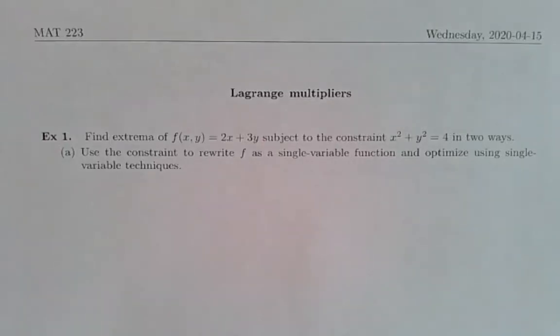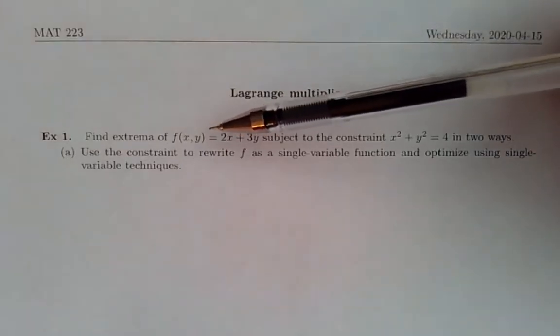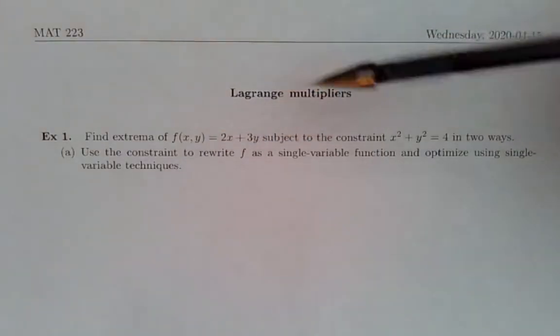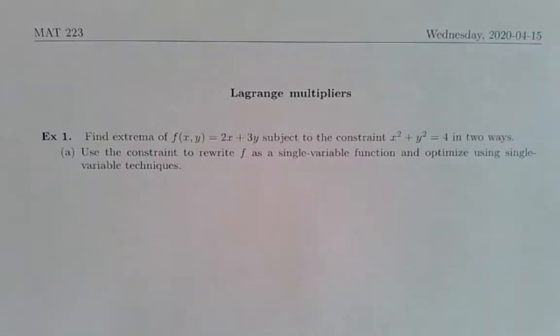Today we're going to learn the method of Lagrange multipliers. To motivate this, let us look at an optimization problem first. We're trying to find the extrema of this function, 2x plus 3y, subject to the constraint x squared plus y squared equals 4. And we're going to do it in two ways.